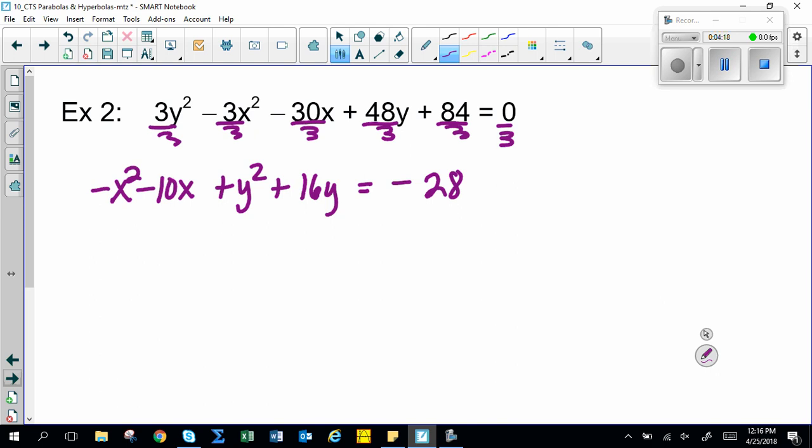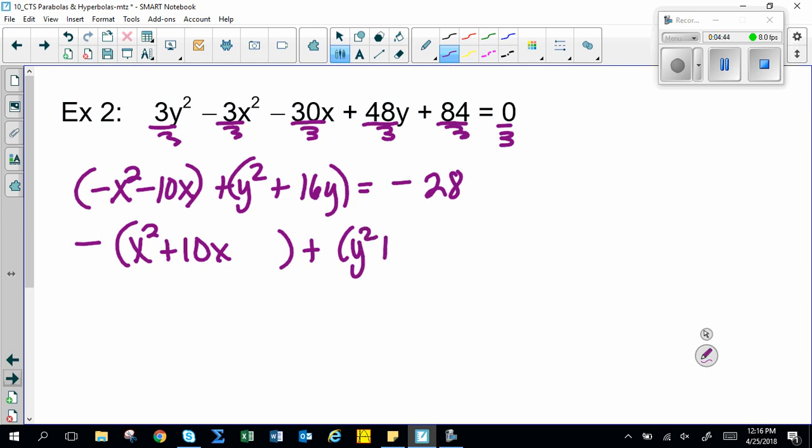That's impressive. That's right. So I'm going to look at my x terms, I'm going to look at my y terms, and here my leading term is just a -1. So when I factor that out, I have x squared plus 10x, and I'm going to leave some space. There's not a leading term in front of your y squared, so I'm going to have y squared plus 16y and a little bit of space equals -28.